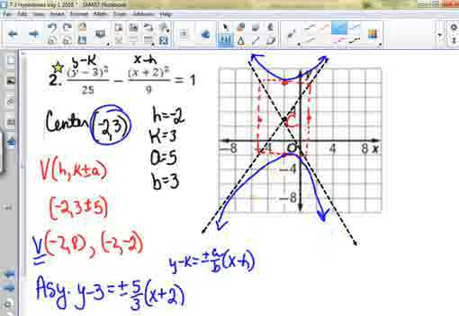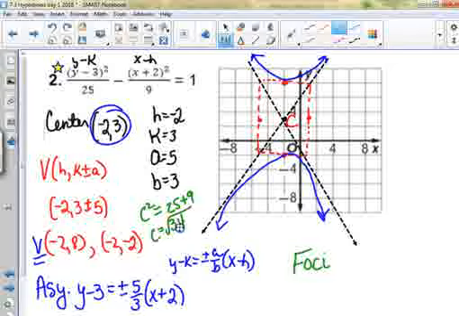Okay, we need the foci. That's the part we didn't do yet. So we have to find C. C squared is a squared plus b squared, or 25 plus 9, which is 34. So C is the square root of 34. But it's up here, 2, 4, almost 6. Inside of here, there's a focus there and one down here. Okay.